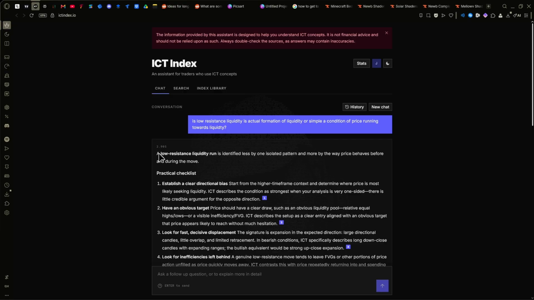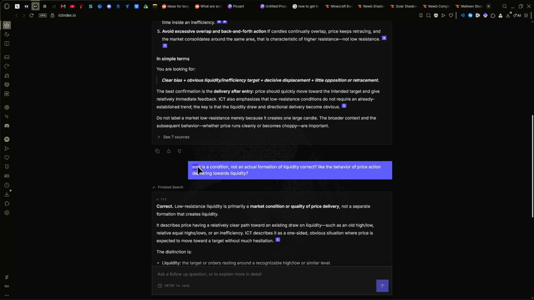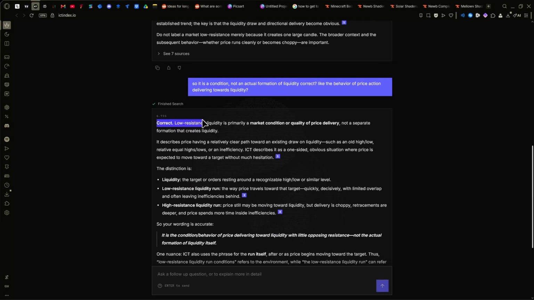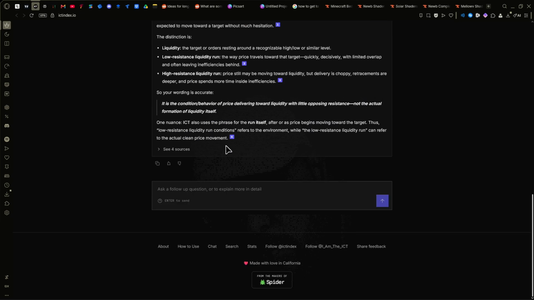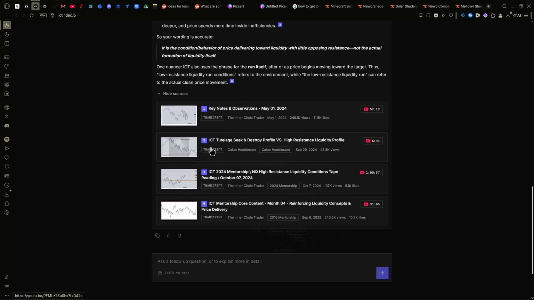And it says directly here, a low resistance liquidity run is identified less by one isolated pattern, basically saying it's not formed by formation, and more by the way price behaves. See that right there? More by the way price behaves. Now I asked that again just to confirm: so it's a condition, not an actual formation of liquidity, correct? Like the behavior of price action delivering towards liquidity? Correct. Low resistance liquidity is primarily a market condition or a quality of price delivery, not a separate formation that creates liquidity. Understood? You got it? And if you want to see the four sources, look at that.